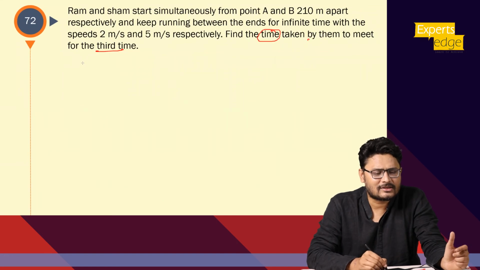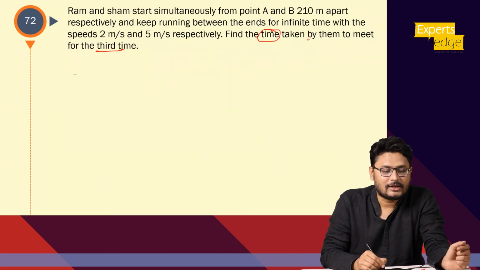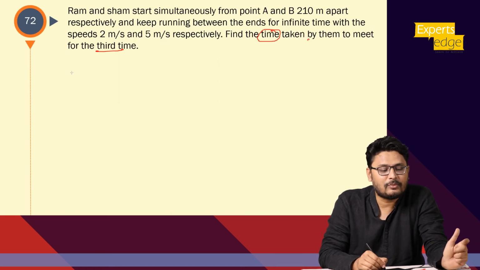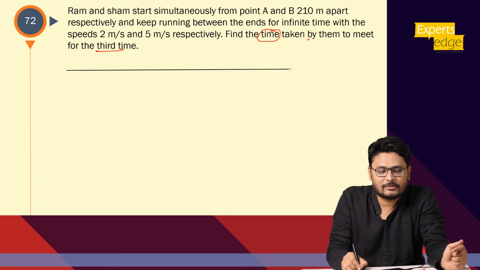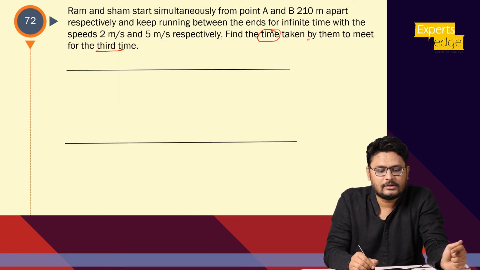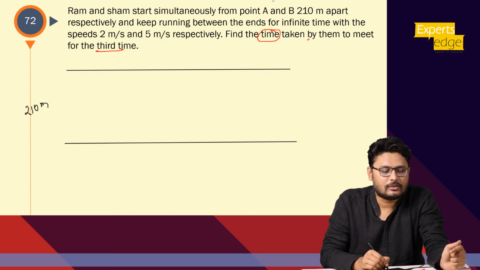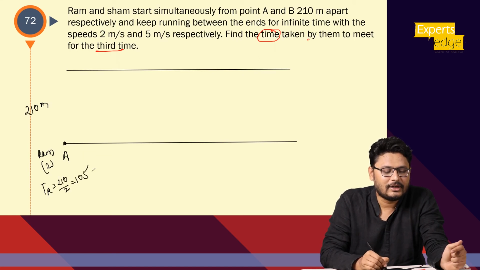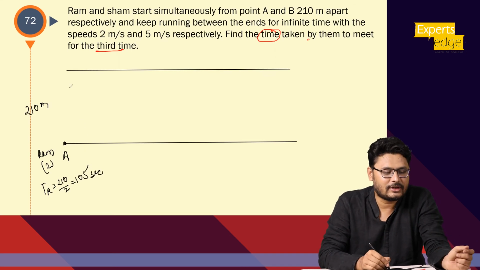Okay, Ram and Sham start simultaneously, 210. Just let me know. Keep in mind, here time is asked, right? And that too for the third time. Let's quickly find it. The distance between them is 210 meters. Okay, there are 2 points. So this is, let's say A. Who is starting from there? Ram. Ram's speed is 2. So if Ram's speed is 2, what is the time taken by Ram? 210 by 2, basically 105, right? He will take 105 seconds to go across to the other end.